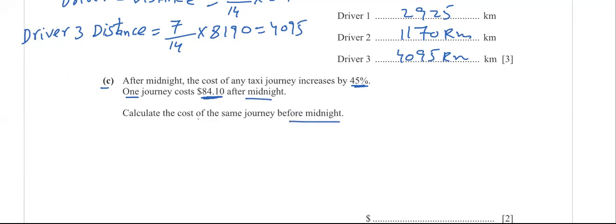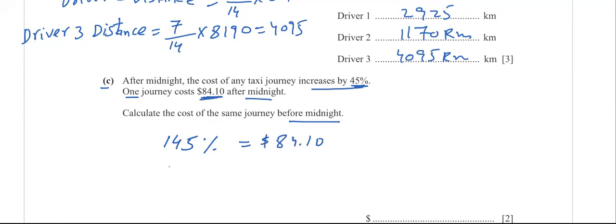Now, before midnight will be 100%. After midnight is increased, a 45% increase. It means this cost is 145%, because 100% is always the original one. After midnight, this cost is 145%. That is $84.10.